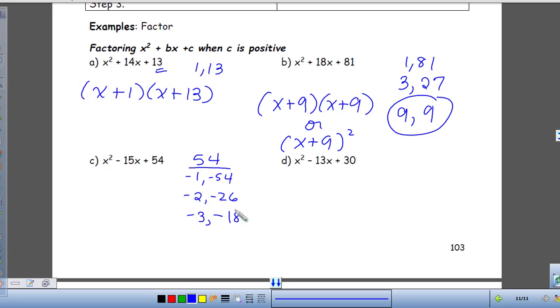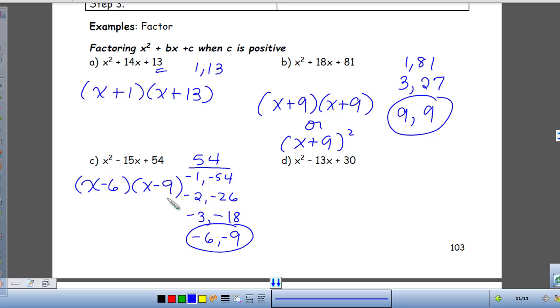Okay, what else? Negative 6, negative 9. Is that it? Yeah, okay, this is it. All right, once we find the pair that adds up to the coefficient in the middle, then we can stop. We don't have to keep going. So I'm going to write this as x minus 6 times x minus 9.